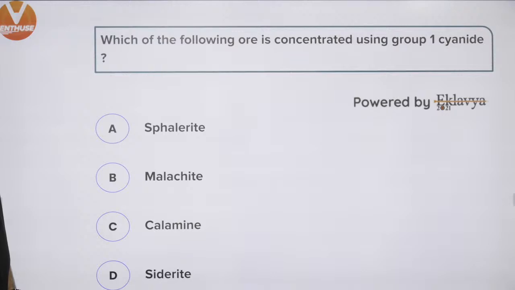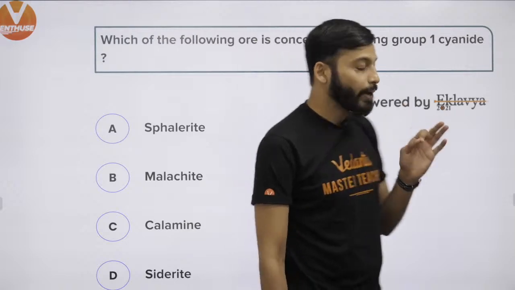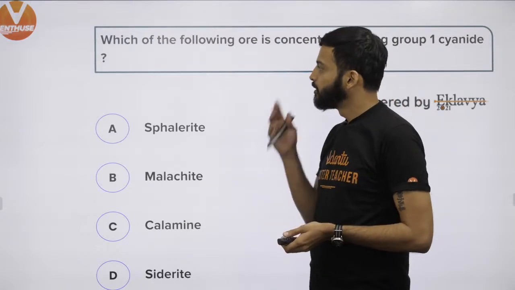Gonna write tomorrow, all right. A is the correct answer. Which of the following ore is concentrated by using group 1 cyanide?